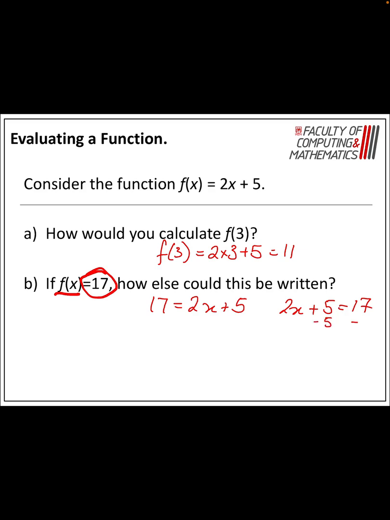Take 5 off, we'll balance the equation. So 2x is equal to 12 and x is equal to 6. Okay, so what I've just done is I've worked it backwards. I've got the value of the whole function, okay, and then I've worked it backwards to find out what is my x value when the function is equal to 17.